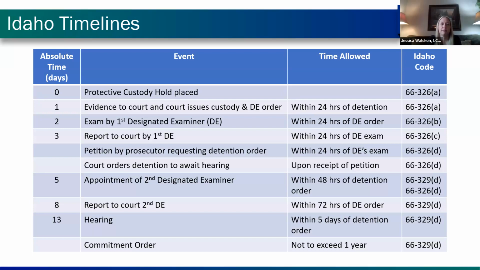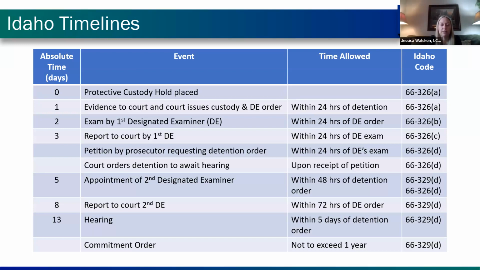Obviously the protective hold custody starts that process. Then that first 24 hours is for the facility to send the paperwork to the court. And the next 24 hours, which can be up to 2 total days, is that first exam and report to the court. Dropping down several is the appointment of the second designated examiner, which can be up to 5 days before those orders are sent out.